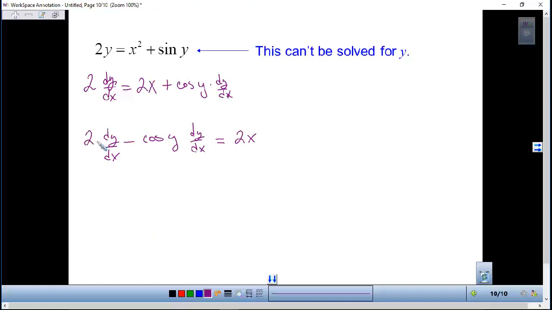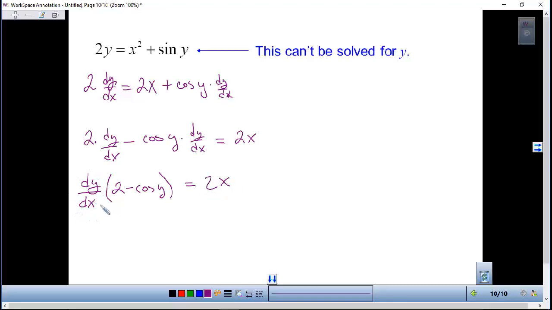So now, remember, we're multiplying by dy dx, and we're multiplying by dy dx. So we can think of that dy dx as a factor of each one of those terms. So we have a common factor of both of those that we can now factor out. So we get dy dx. If I divide it out of this first term, I'm going to get 2. If I divide it out of the second term, I'm going to get minus cosine y.